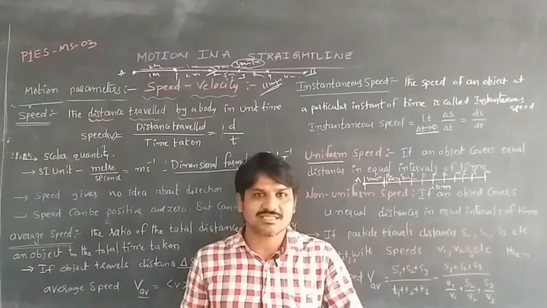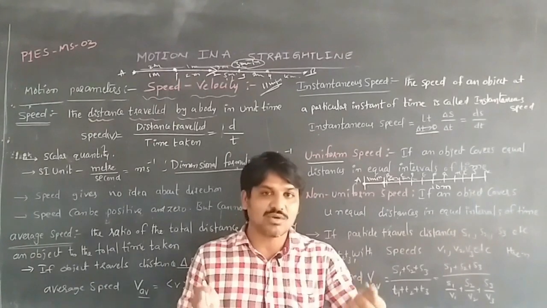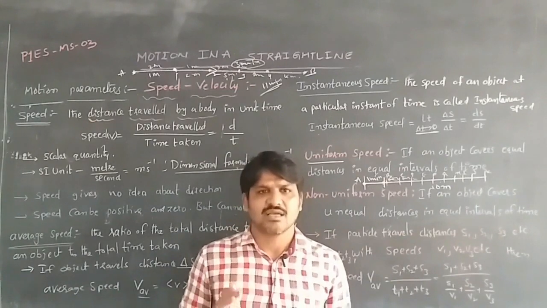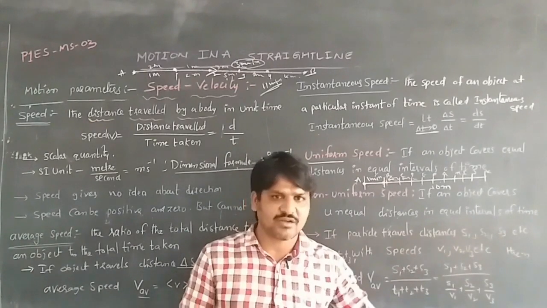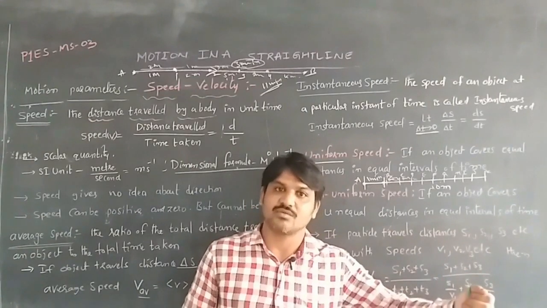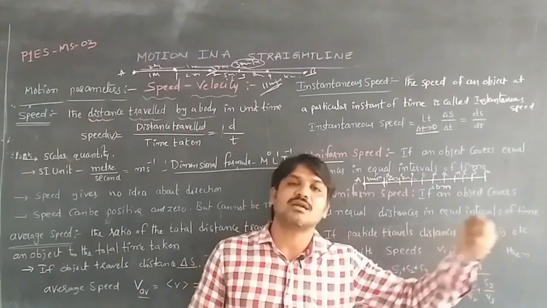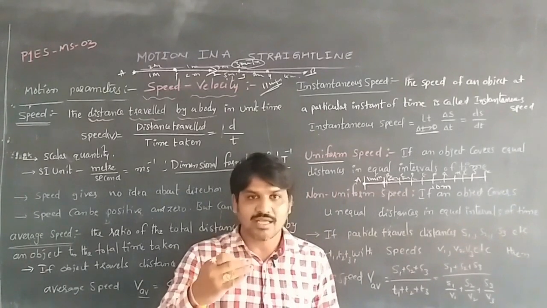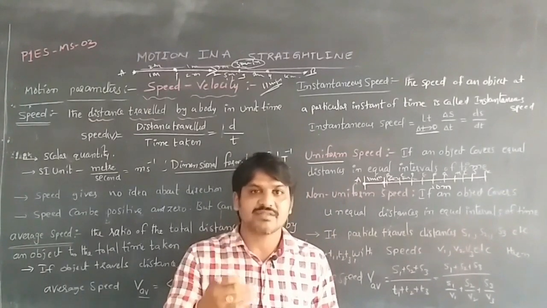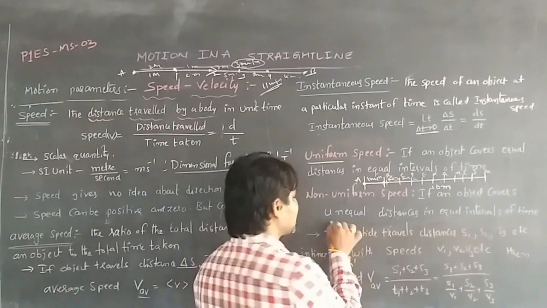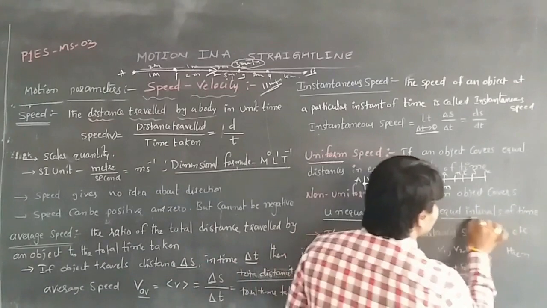Similarly, in the first half an hour we traveled 10 kilometers, in the second half an hour we traveled 15 kilometers, and in the third half an hour we completed 5 kilometers. That is, the body traveled unequal distances in equal intervals of time.